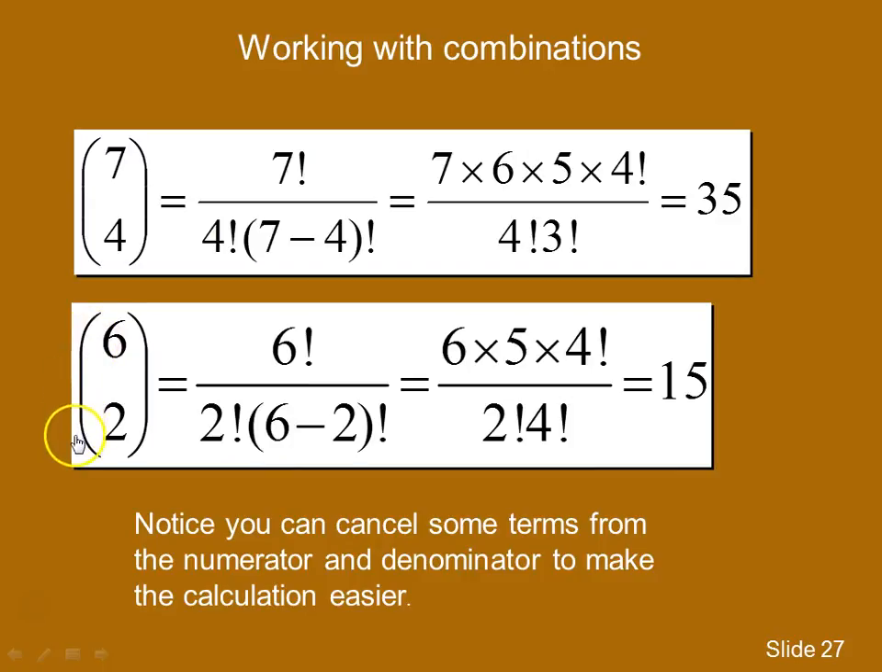One more example. Suppose we want how many ways you can get 2 successes in 6 trials. That's 6 factorial over 2 factorial, 4 factorial. Let's get rid of the 4 factorial with the 4 factorial in the numerator, because the numerator is 6 times 5 times 4 factorial. 6 times 5 is 30, 2 factorial is 2, 30 over 2 is 15. So there are 15 ways of getting 2 successes in 6 trials.